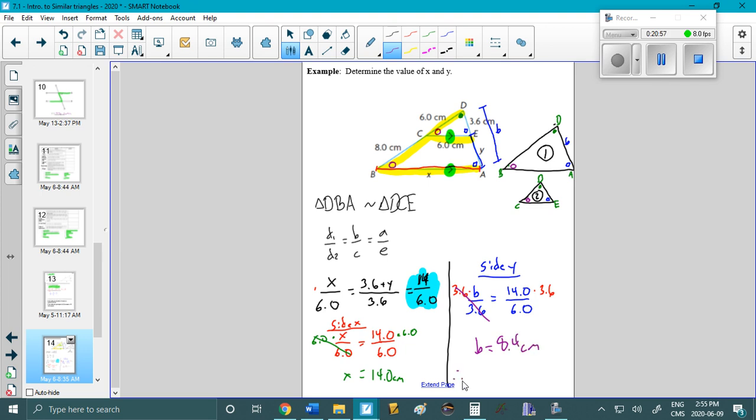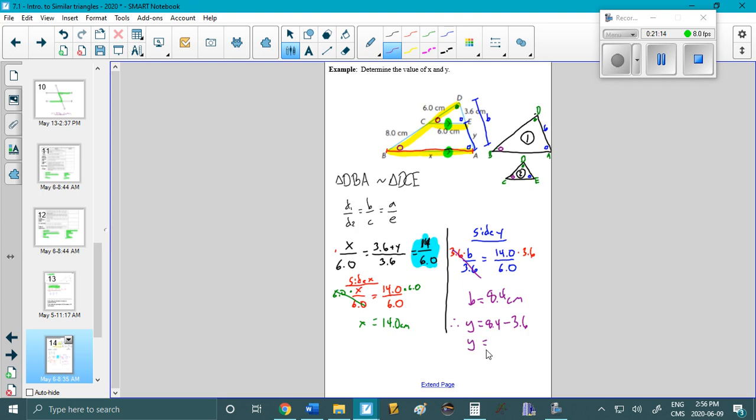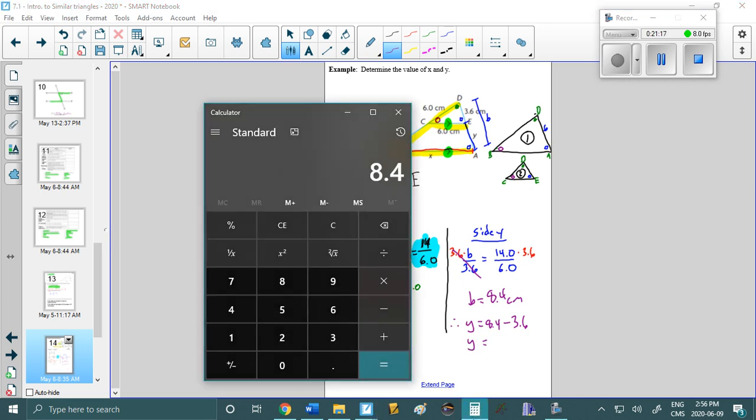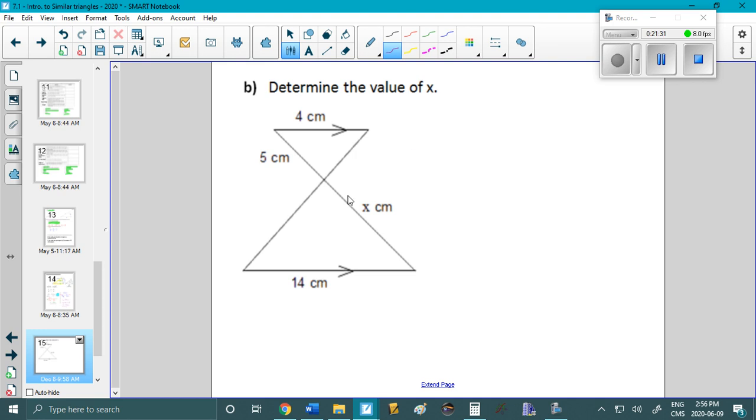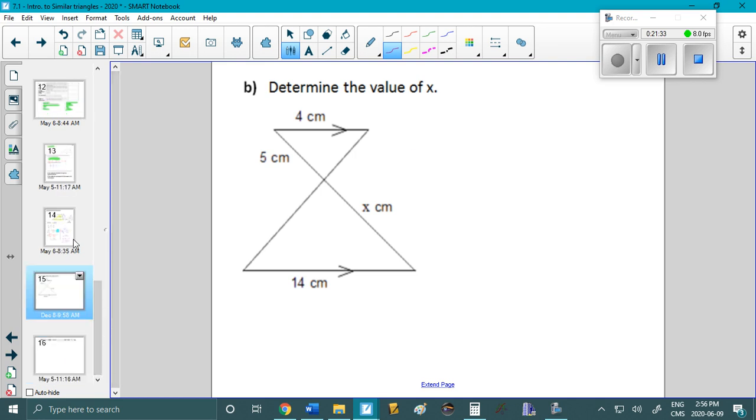And then I can say, therefore, y equals, so if we just want to find this bit, we take the whole side, 8.4, and we subtract 3.6. And I get 4.8. And there you go. So that's the harder type of these problems. So let's do a couple more. And then I'm just going to give you one basic standard one at the end.